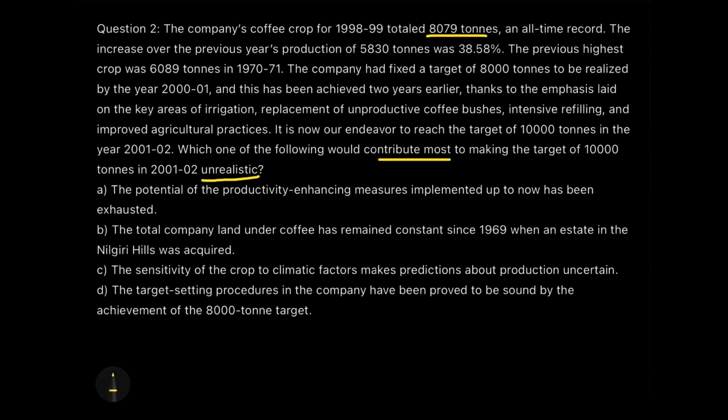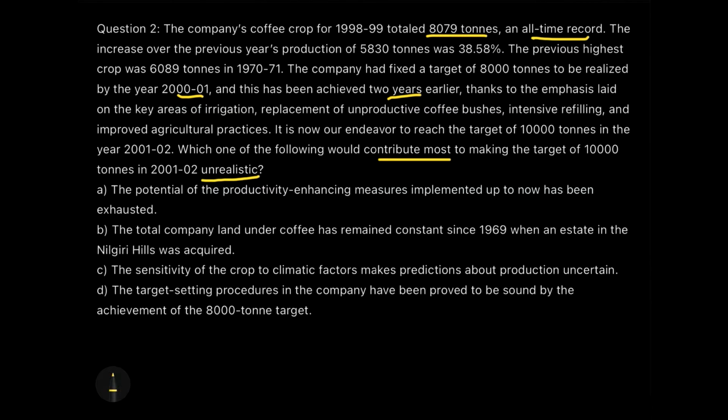An all-time record. So you just need to know that whatever happened in 98-99 was the all-time record. The increase over the previous year's production was some percent, which I don't want to remember or know. The previous highest crop was some tons in 70-71, and the company had fixed a target of 8,000 tons to be realized by the end of 2000-2001. So the company actually wanted to get this turnover, or you can say production, by 2000-2001, but this has been achieved 2 years earlier. Whom are they thanking?